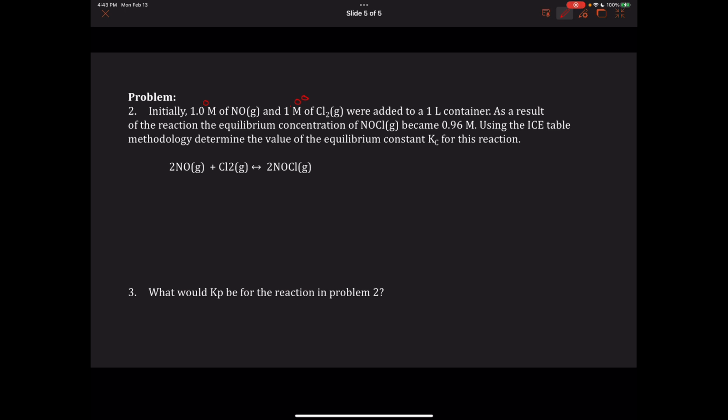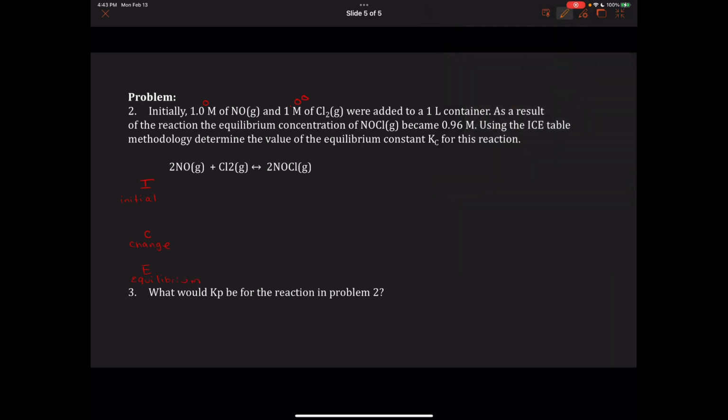So to set up the ice table, we take our balanced equation here, and underneath it, we create 3 rows labeled I, C, and E, where I stands for initial concentrations or pressures, C is our change, and E would be our equilibrium concentrations or pressures.